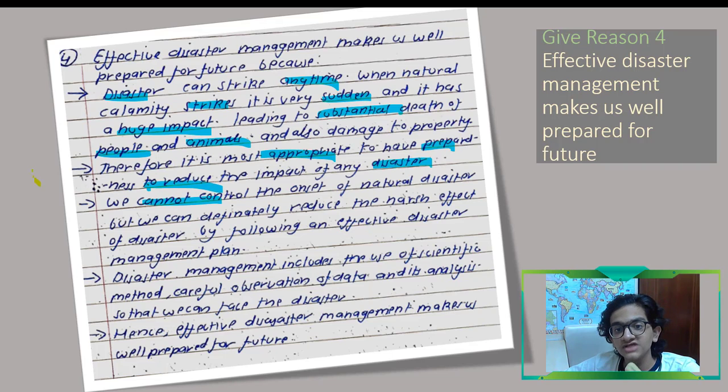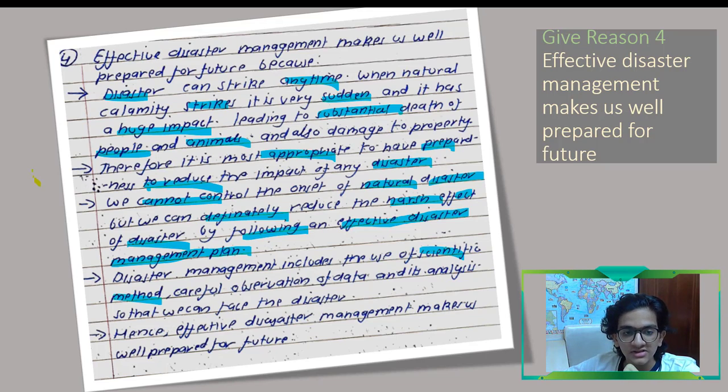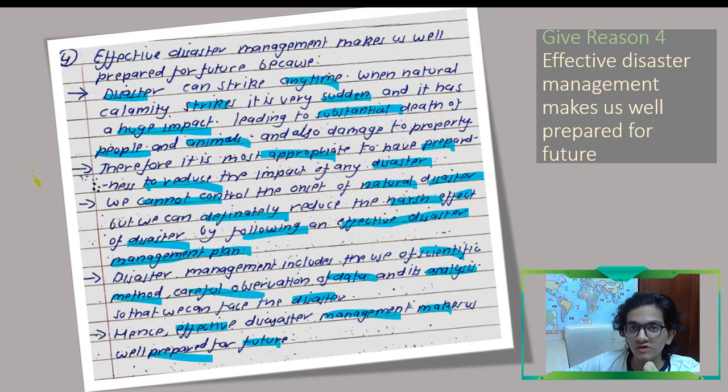We cannot control the onset of natural disaster, but we can definitely reduce the harsh effect of any disaster by following an effective disaster management plan. Disaster management includes the use of scientific method, basically use of science, careful observation of data and its analysis, so we can face the disaster. Hence, effective disaster management makes us well prepared for future. Very important answer. I have highlighted many things. You may take a screenshot, pause for a while, rewind the video or watch it again.